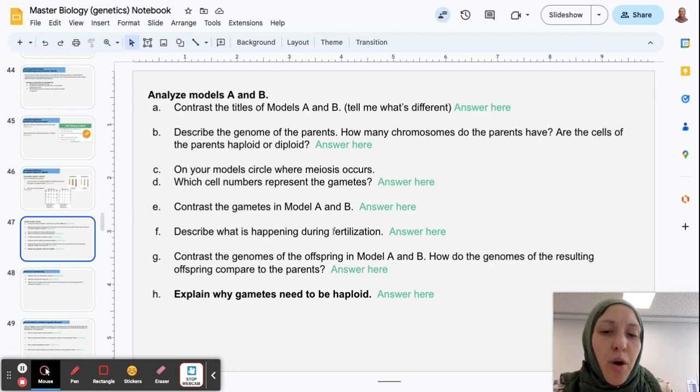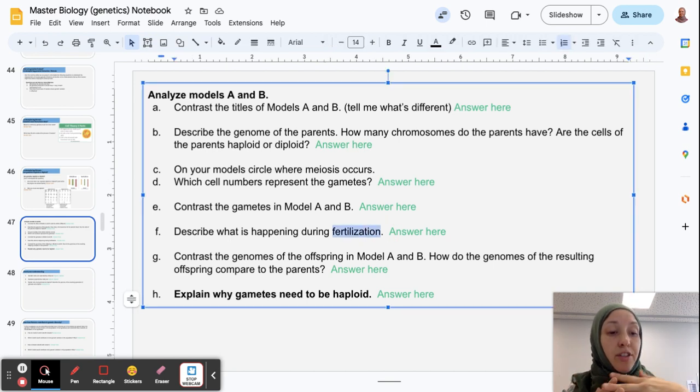And so my other question is, what exactly is fertilization? Fertilization is the joining of 2 gametes, the genetic information of 2 gametes. So pollen and ovule joining their genetic information to produce a seed.